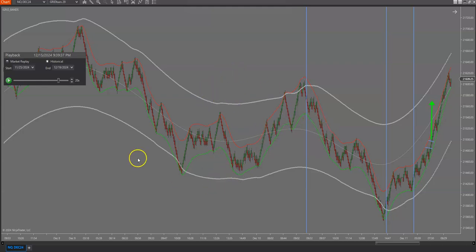The bands don't care. The iGrid bands indicator doesn't care what time frame you're on, and it doesn't care what bar type.